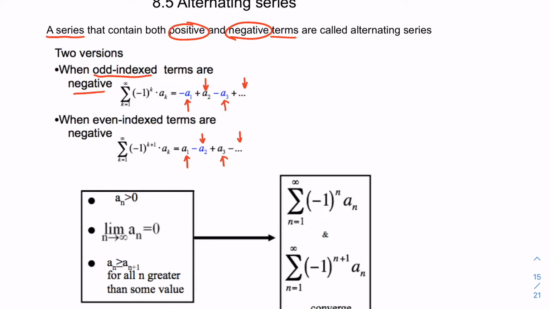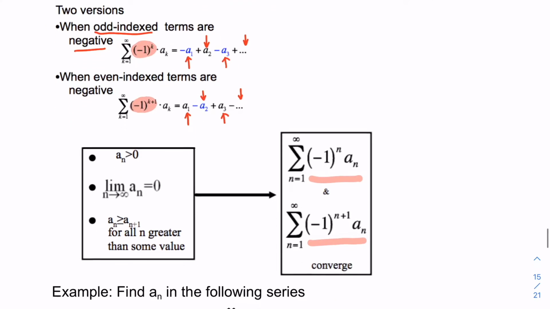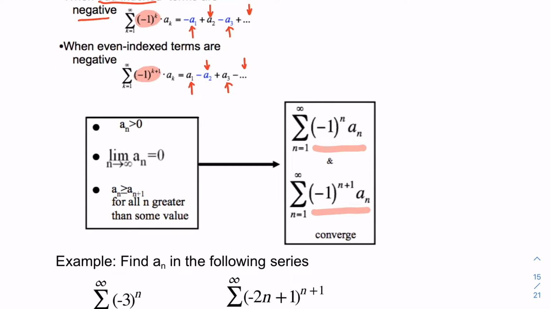The form of the series will look like (-1) to some power times a of n, or a of k. So today we are going to go over how we test the convergence or divergence of alternating series. For alternating series, the conditions are here: the alternating series test conditions.